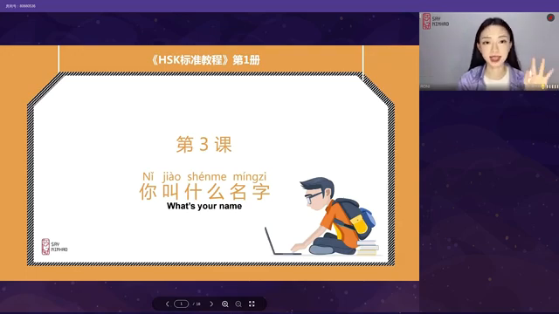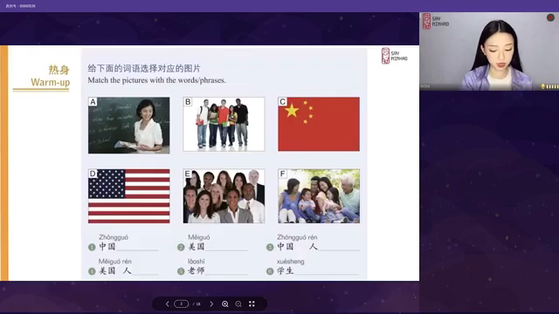Lesson 3, 第3课。你叫什么名字？Which means, what's your name? For today's class, the first part is a little bit different from the other two lessons. The first part is warm up. We need to match these two groups. One group is pictures and another group is several words we don't know. First let's focus on the new words.